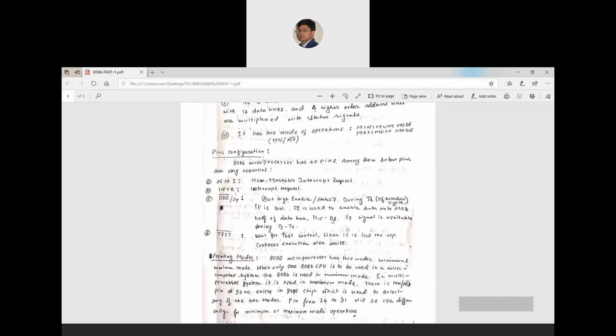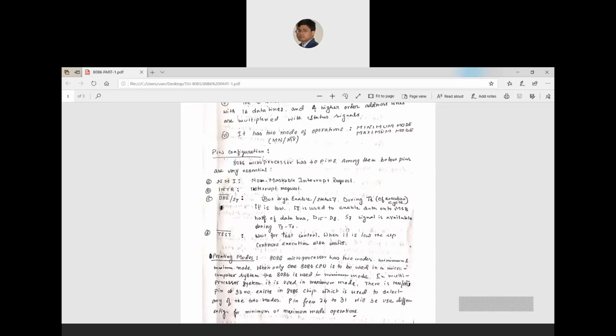Here only the upper 8 bits are controlled by the BHE. So basically this pin is used to control the data bus. And the next pin is your test pin. This test pin is actually used to check whether the 8086 processor is performing well or not.